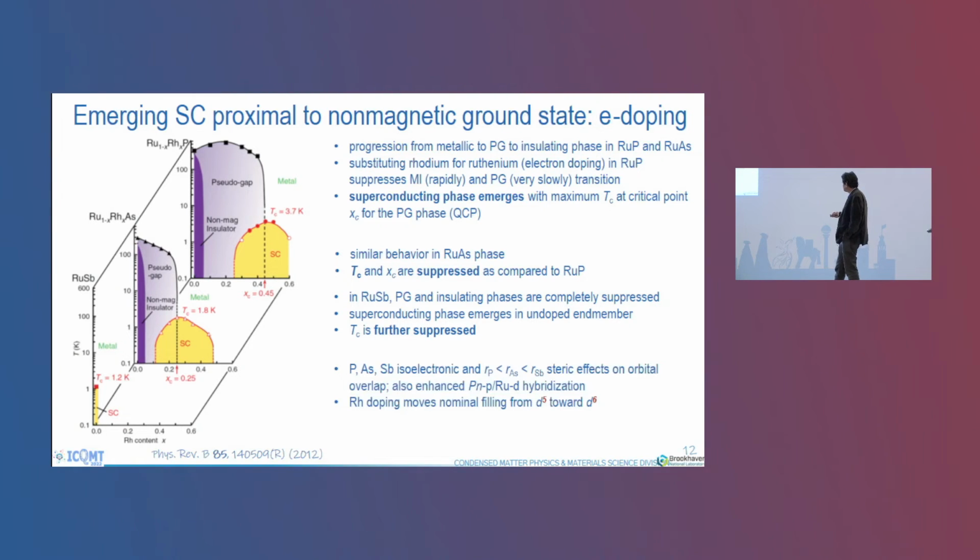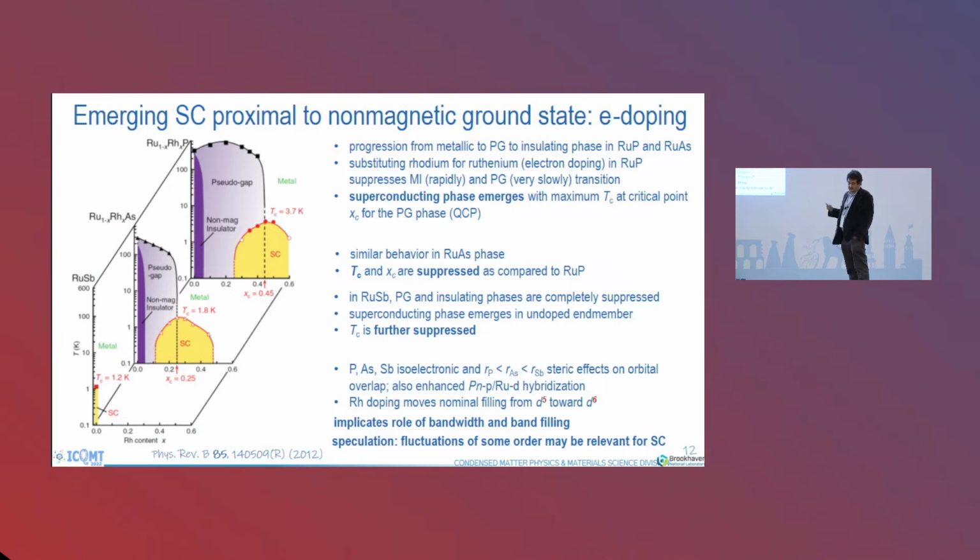And so basically, given the difference between phosphorus, arsenic, and antimony, steric effects are to be expected that affect the orbital overlap and also enhance hybridization with pnictogen p orbitals. And then also rhodium doping, which is essentially electron doping, moves the nominal filling from d5 towards d6. Okay? So this implicates the role of bandwidth and band filling in the electronic properties. And also there was an early speculation that fluctuations of some order parameter might be relevant for superconductivity.